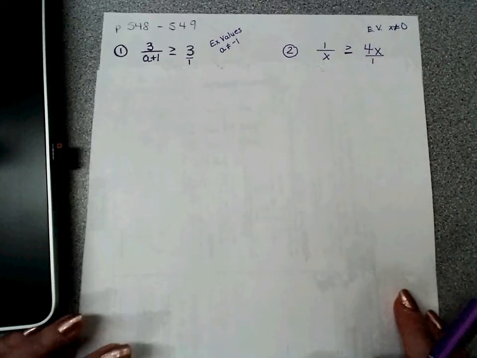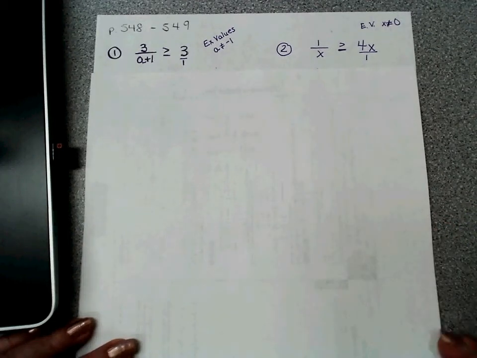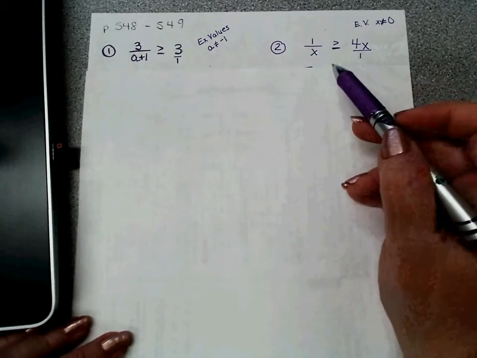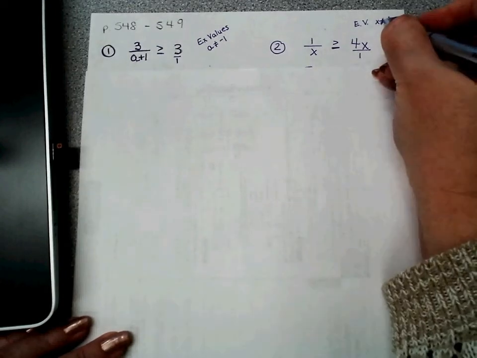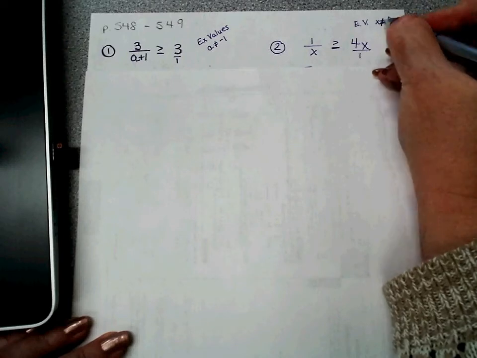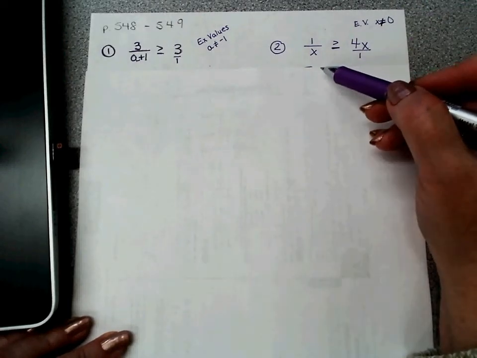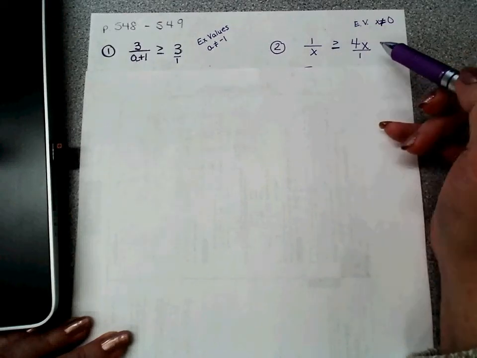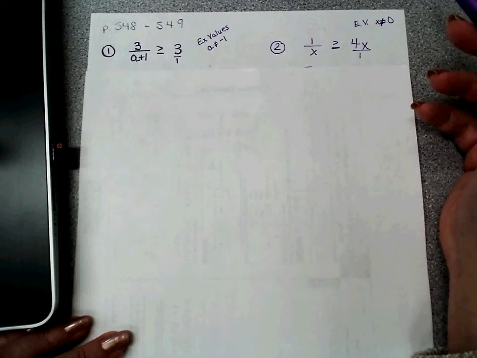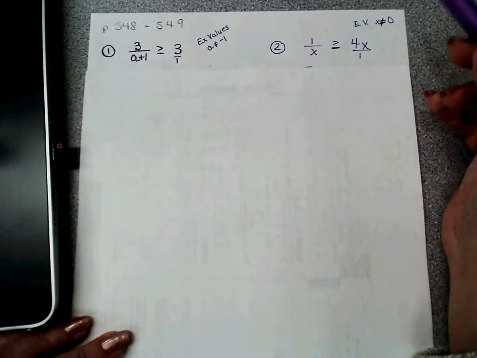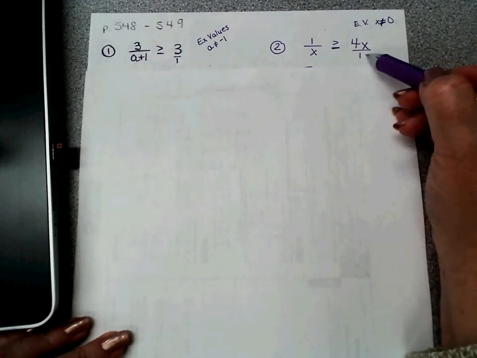Alright, y'all. We are now going to do problem 2. 1 divided by x is greater than or equal to 4x over 1. I started by finding my excluded values, which are what make the denominator 0. You can't divide by 0. It makes all kinds of crazy bad things happen mathematically. Numbers lose their uniqueness if you divide by 0. So the only thing that would make the denominator here 0 is 0, and nothing here because there's no variable.